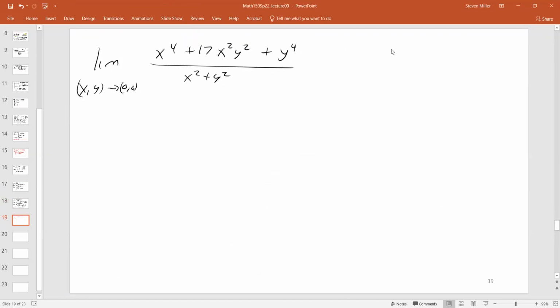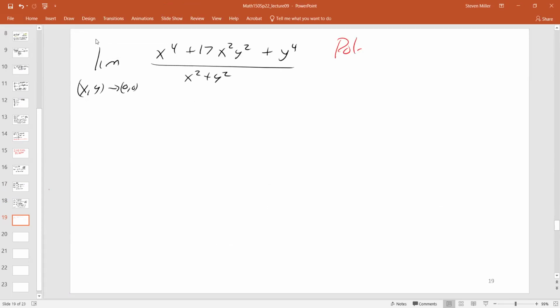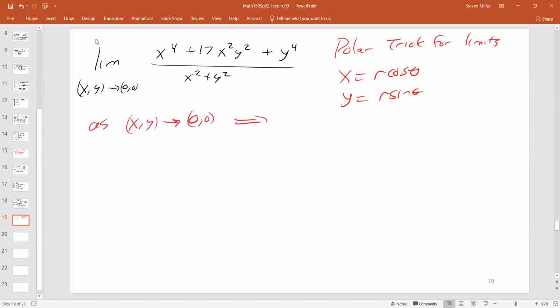So what we're going to do now is what's called the polar trick. The polar trick for limits. Let's let x equal r cosine theta, y equal r sine theta. As (x,y) goes to (0,0), what does this mean in terms of r and theta? If x and y are getting closer and closer to 0, what must be true about r? What must be true about theta?